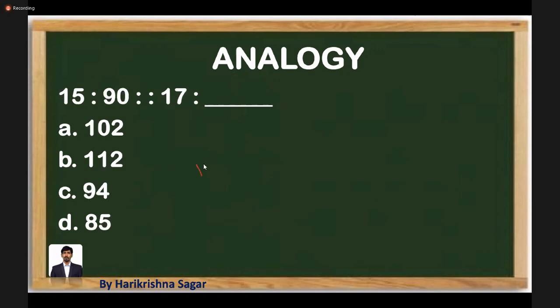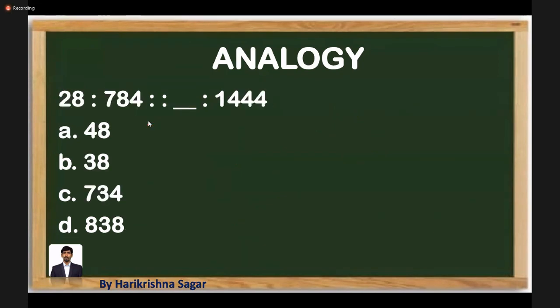So look at the next question. 15 and 90. Then 17 will be what? So they are asking 15 is 90, 17 is what? So 15 ones are 15, 15 sixes are going to be 90. Then 17 ones are 17, 17 sixes should be your answer. 17 into 6 is giving a result as 102. Mark it as option A. That's how you can see the questions which are related to analogy. So let's look at one more.